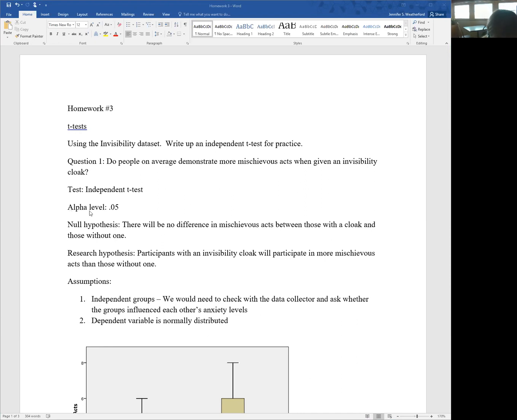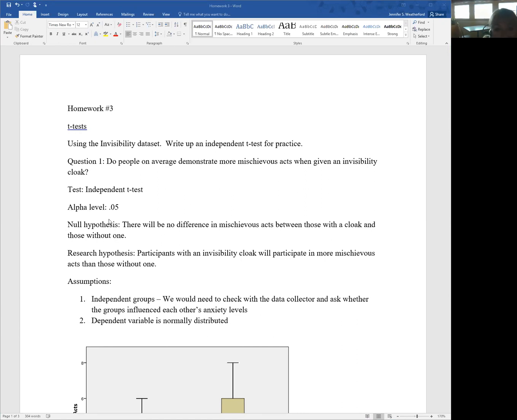But you need to choose this alpha level before you run your tests in SPSS, because otherwise it'd be too tempting to say, well, since my results came out at 0.08, I'm going to choose 0.08. That kind of feels like cheating. We've got to decide before we see what our results tell us.